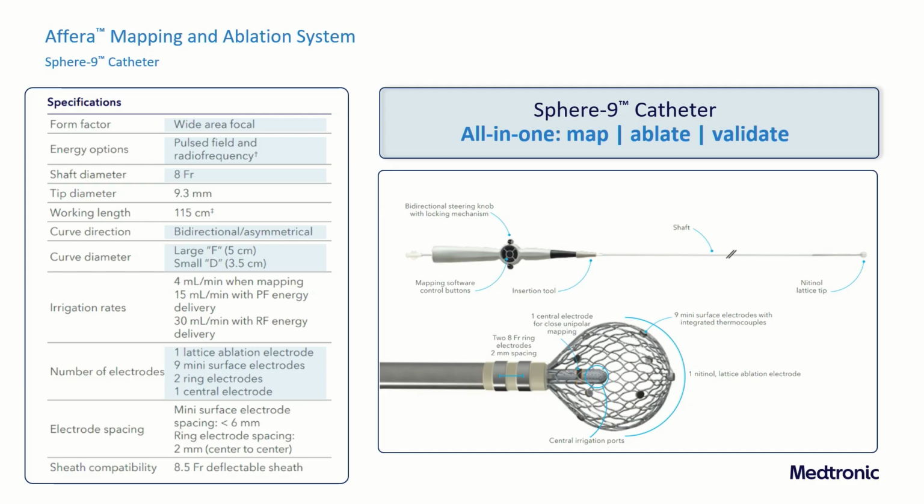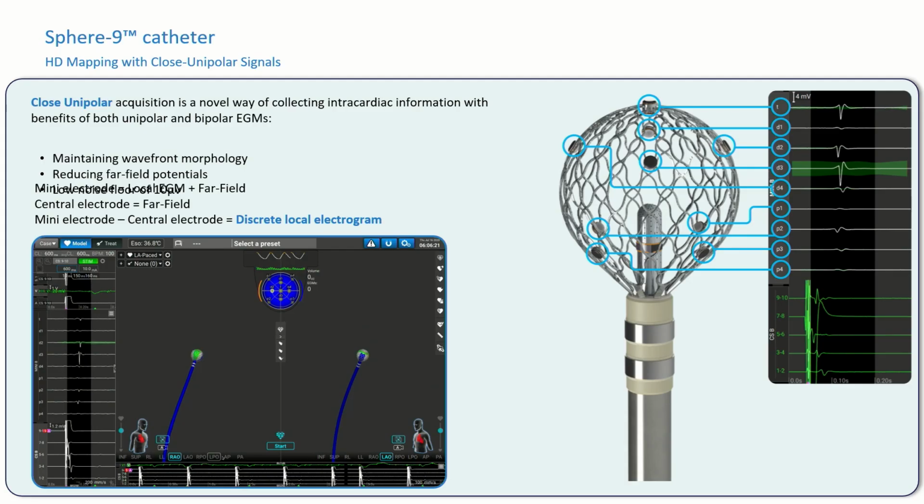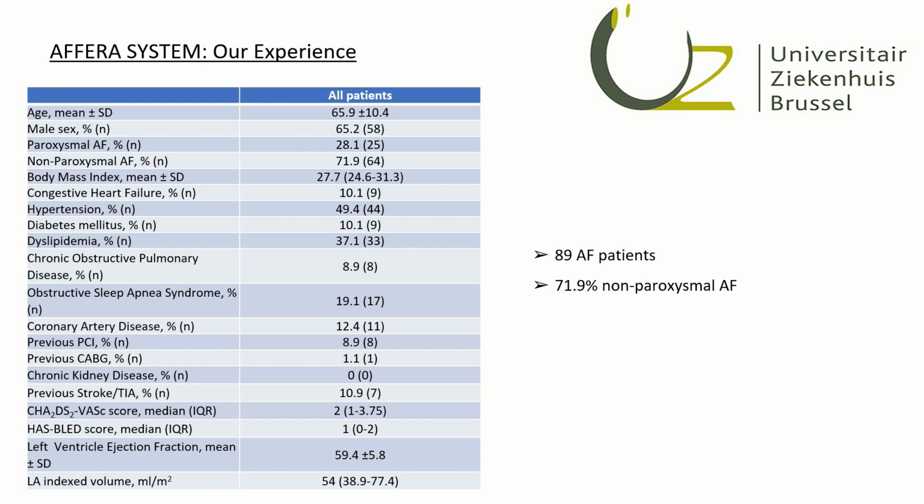The Affera Sphere-9 catheter, probably you have all seen it. It's a lattice tip catheter that can deliver PFA and irrigated radiofrequency, which permits you to ablate safely on the posterior wall with PFA, and if you wish, on the anterior wall or on the mitral isthmus go with radiofrequency and reach a very deep lesion. This is what it looks like.